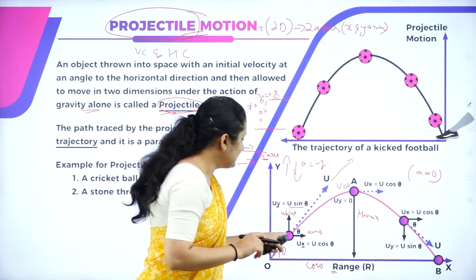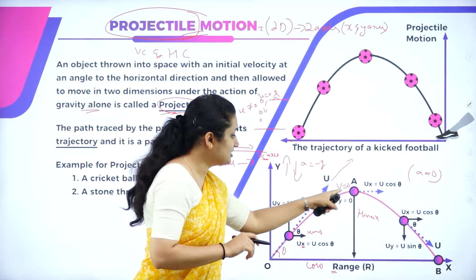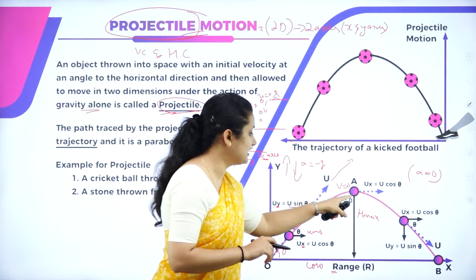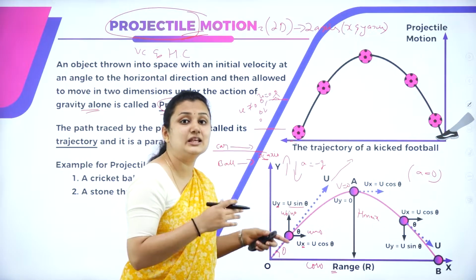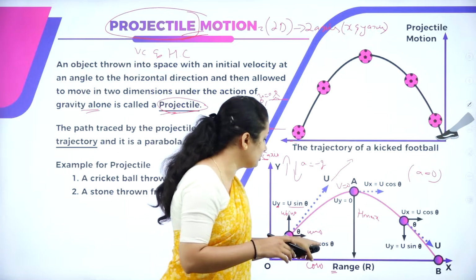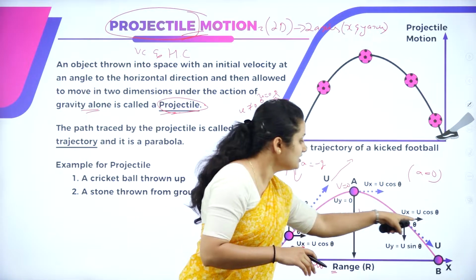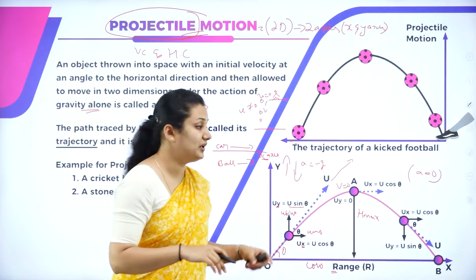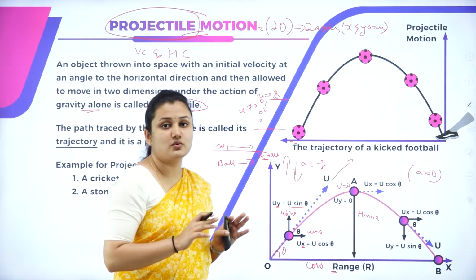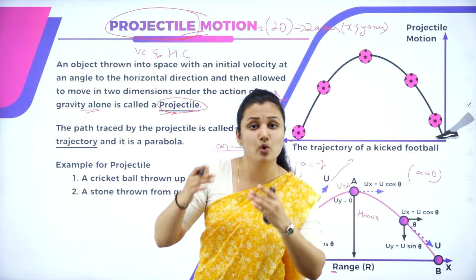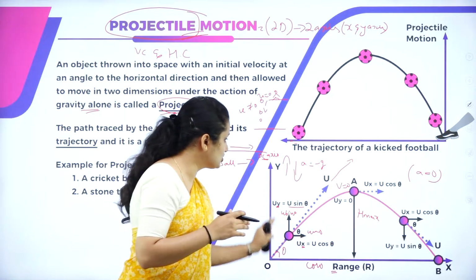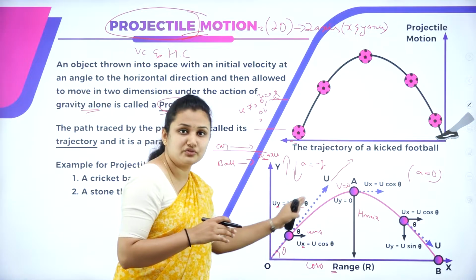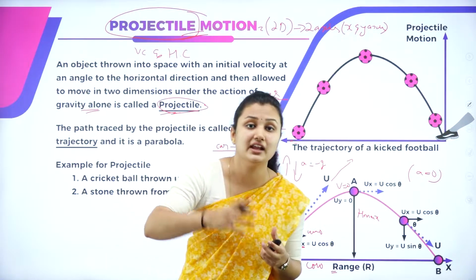Then you can see the velocity, when it reaches the maximum height, it is 0. Then at each point the vertical component keeps varying, whereas the horizontal component is constant. That is why a is equal to 0. This is what we call a projectile. And its motion in 2 dimensions, that is, we need x and y axes to describe the motion of the projectile, is called projectile motion.